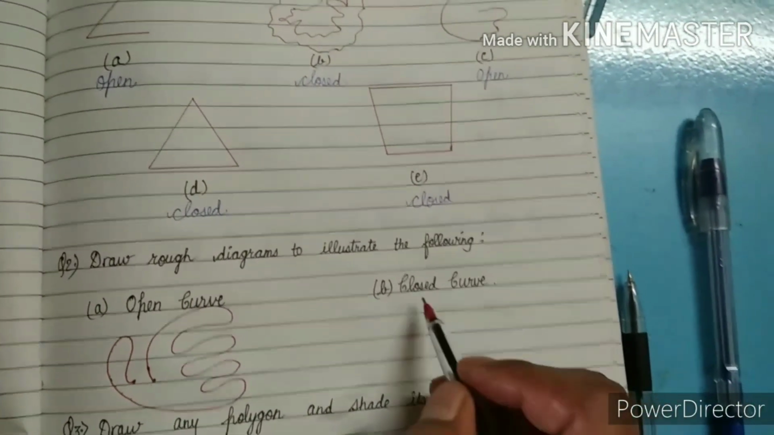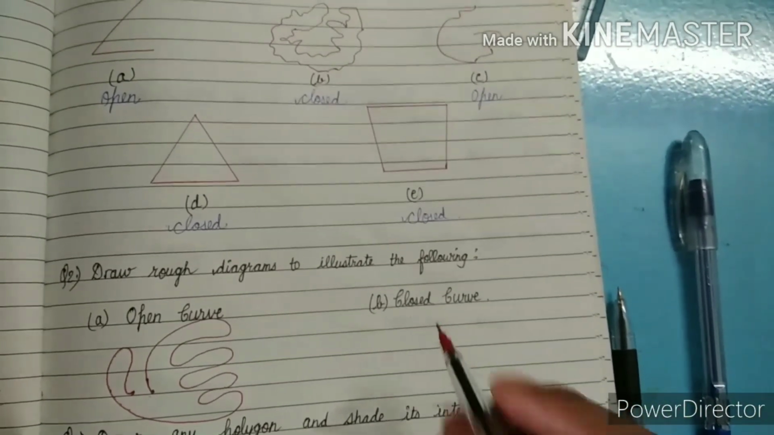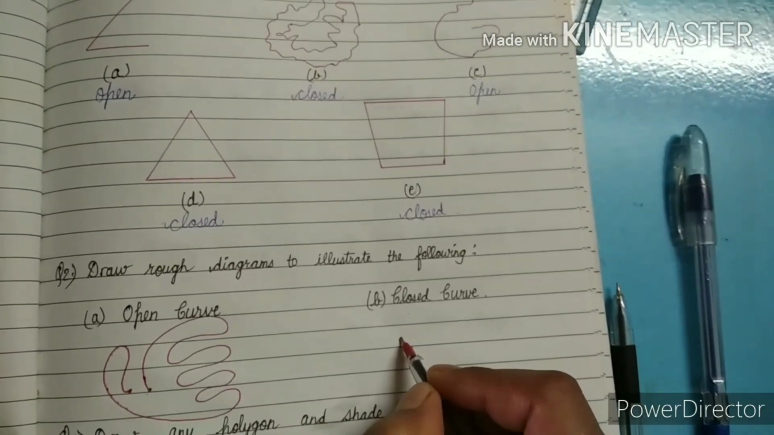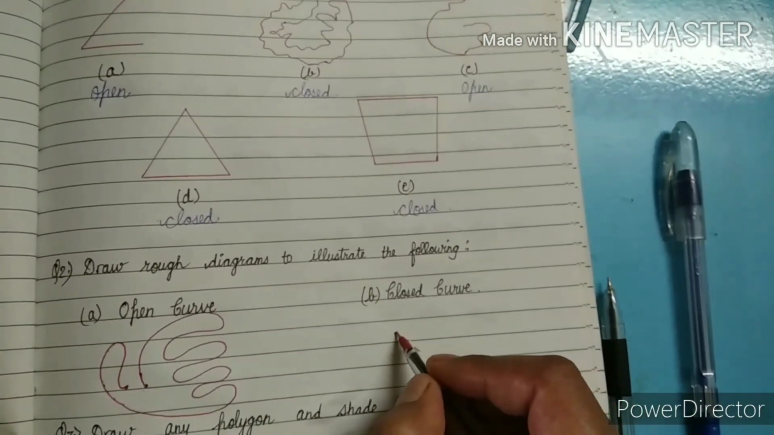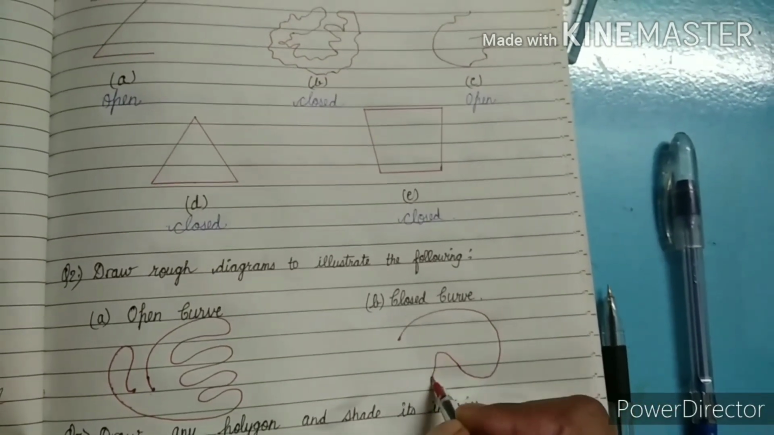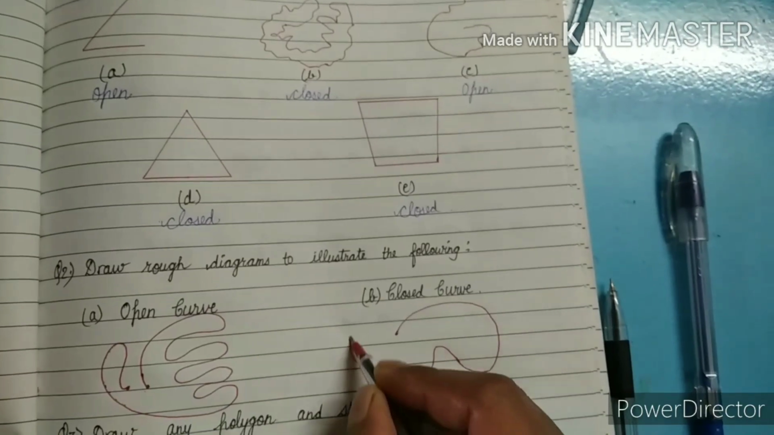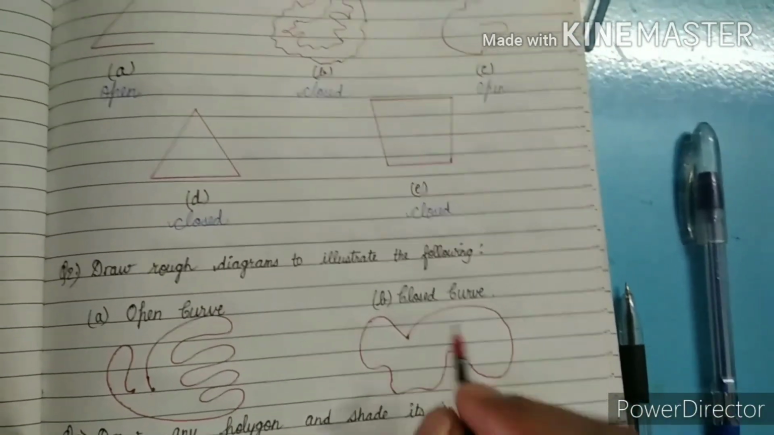Remember one thing, in the closed curve, its starting and ending points are meeting at one position. So here from this point I will start, so from this point we have to end also. Okay, as you can see here, this is a closed curve. You can draw it your choice also.